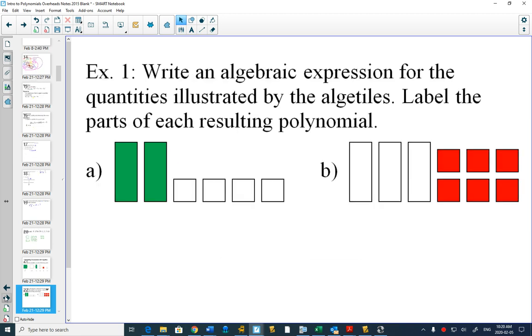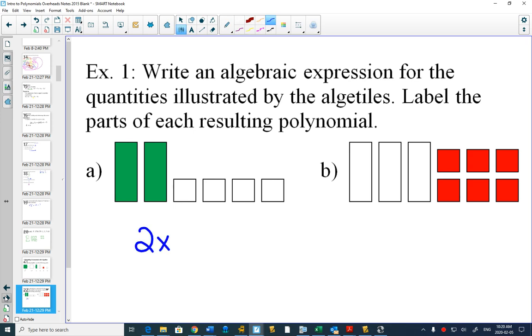So, this says write an algebraic expression for the quantities illustrated. So the whole reason we did that activity at the beginning was for you to get used to naming things. Right? At the beginning, Luke called the tall, skinny ones liams, and he called the little squares eunuchs. So you would say you have 2 liams and 4 eunuchs. But now, we're going to say, in Algetiles, what do the long, skinny ones represent? X's. So I have 2 x's.